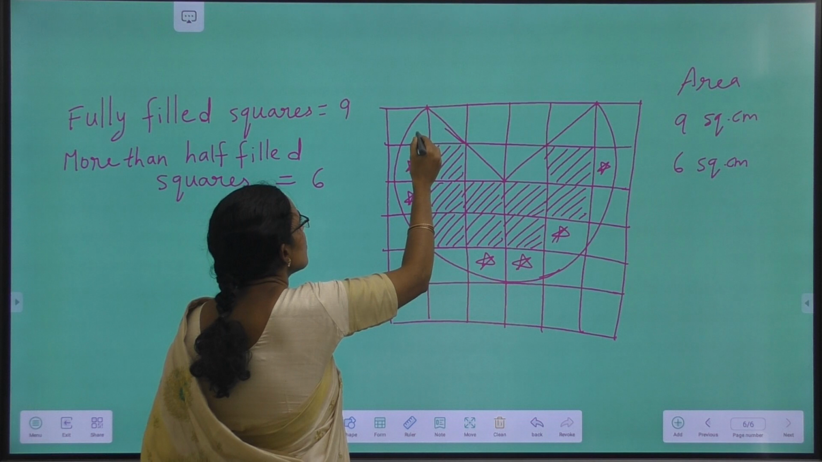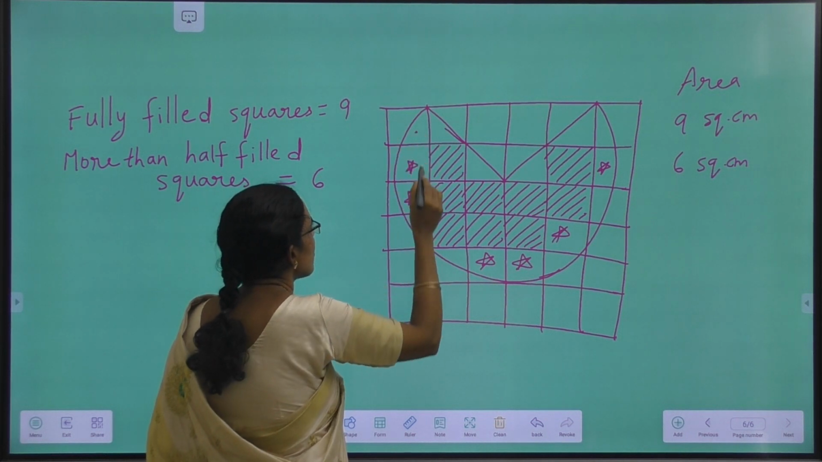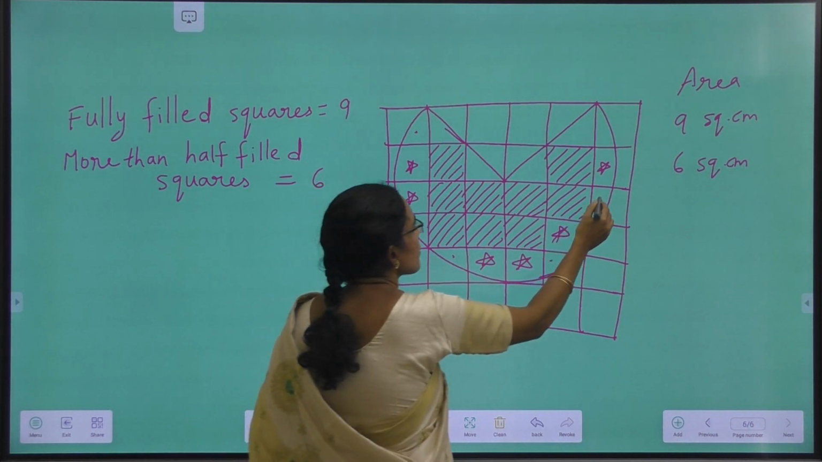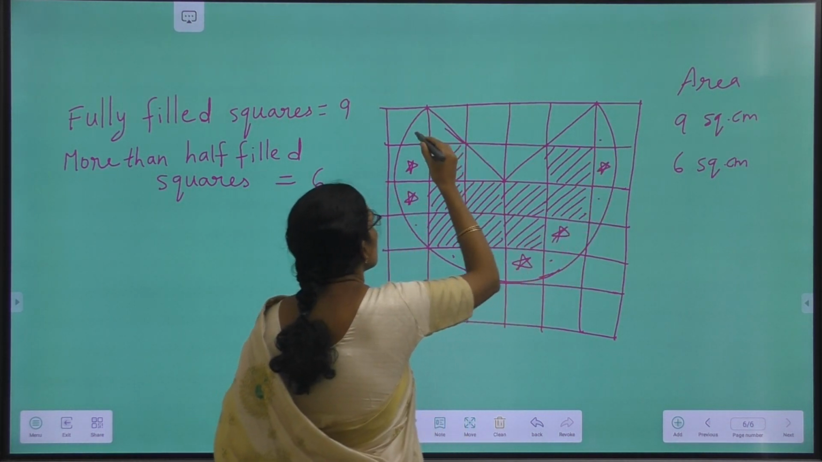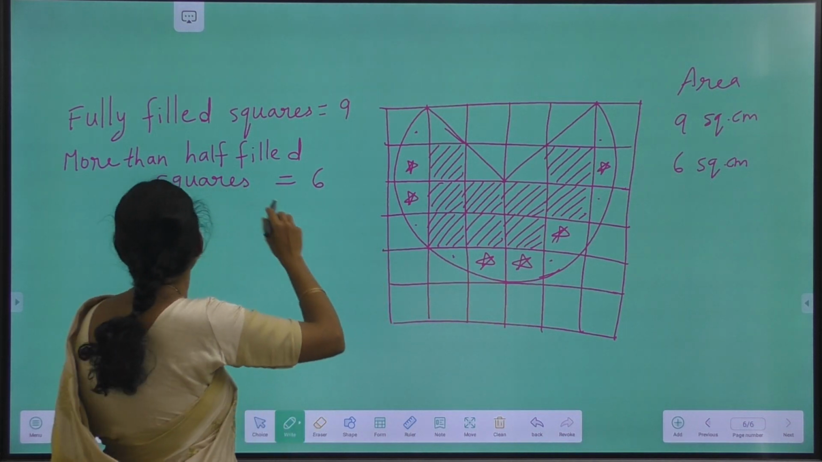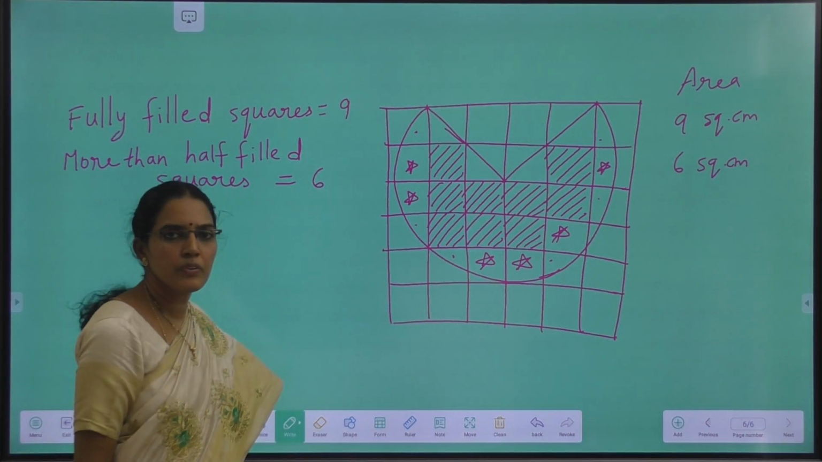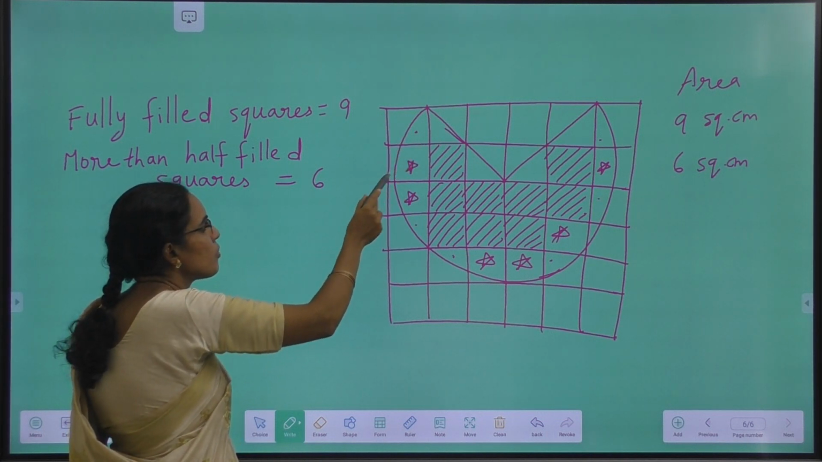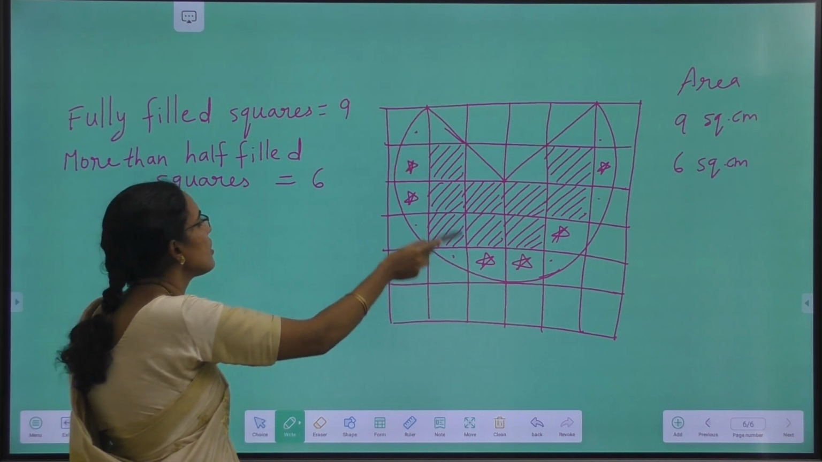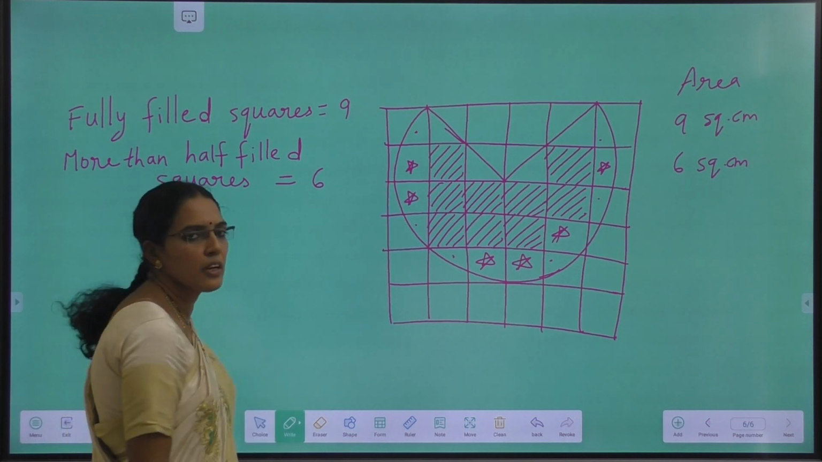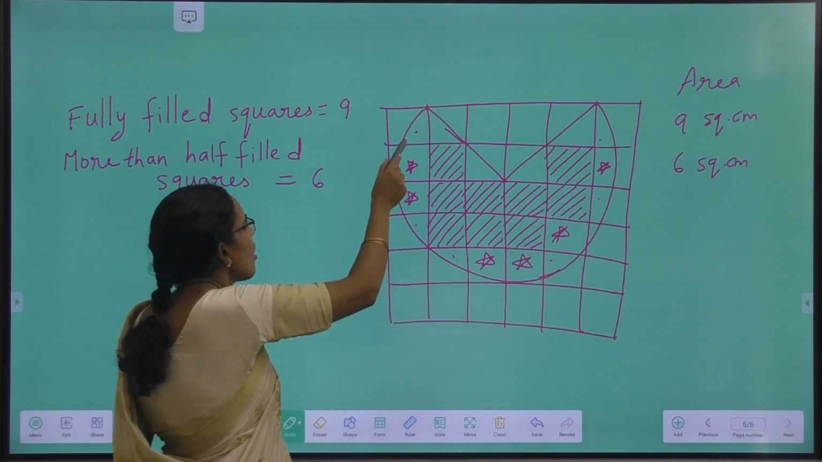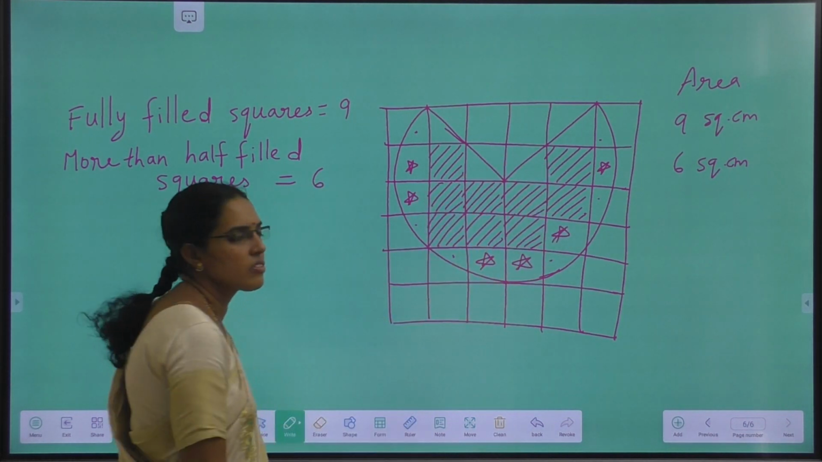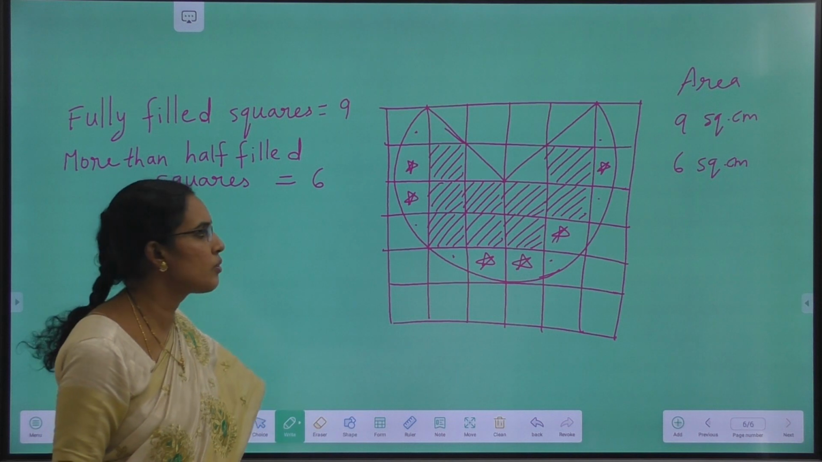We are ignoring the area which is less than half. See, all these regions' area we are ignoring. These portions will be covered by the more than half filled area. Whichever portions we are ignoring, they are covered by the more than half filled square area. If there is a less than half filled square area, just ignore those portions. Don't take it into account.